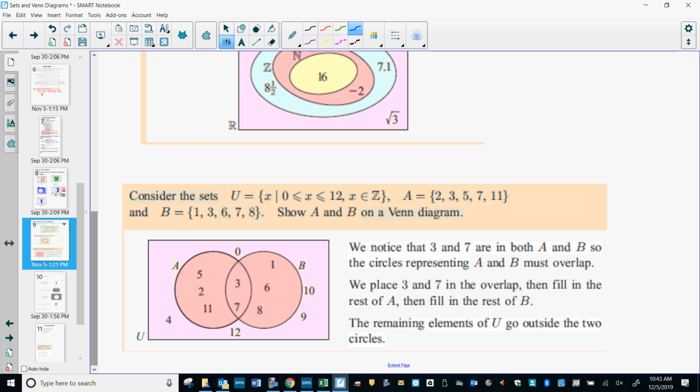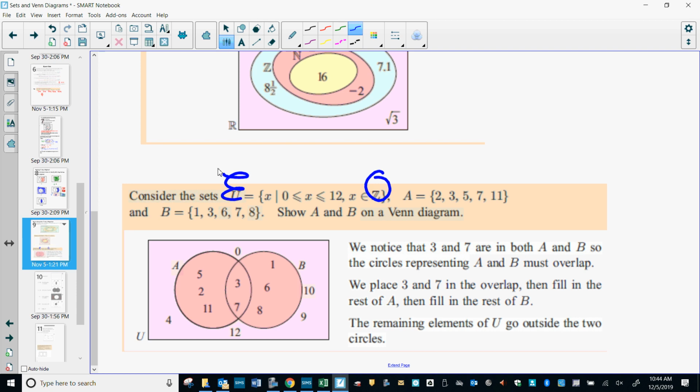That's just another example. In some boards they use U for the universal set, so this shouldn't really use E, I should have changed that one. So here our universal set, and this is where you've got to make sure you understand what this means. Our universal set is between 0 and 12. Does it include 0 and 12? Yes, because it's got the extra line. Great. We know that they are Z, so they're just whole numbers. They told us that A is 2, 3, 5, 7, 11. That B is 1, 3, 6, 7.